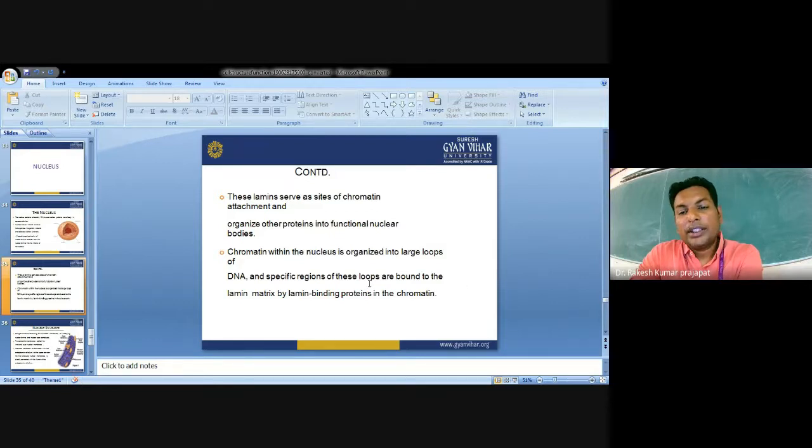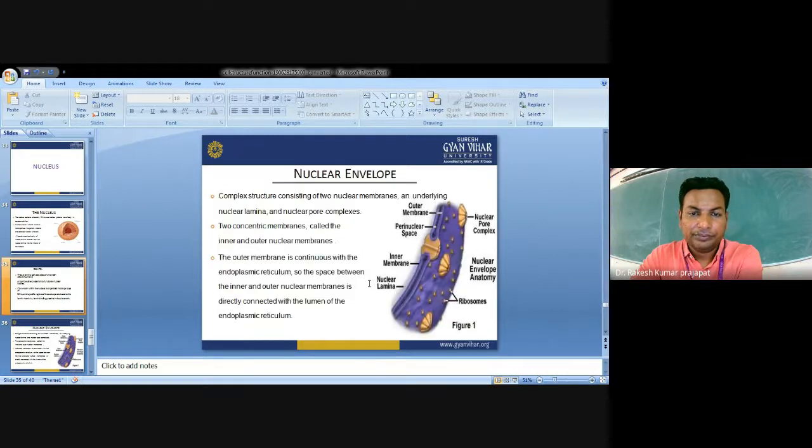Chromatin within the nucleus is organized into large loops of DNA. Specific regions of the loops are bound to the lamin matrix by lamin binding proteins. Nuclear envelope: the nuclear envelope consists of two nuclear membranes, underlying nuclear lamina, and nuclear pore complexes. The two concentric membranes are called the inner and outer membrane. The outer membrane is continuous with the endoplasmic reticulum, so the space between the inner and outer nuclear membrane is directly connected with the lumen of the endoplasmic reticulum.